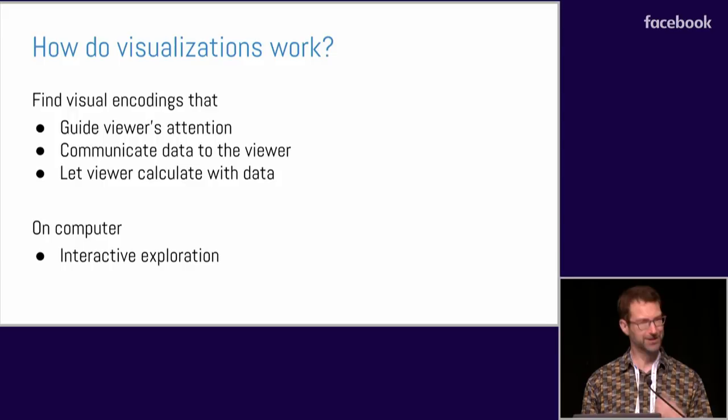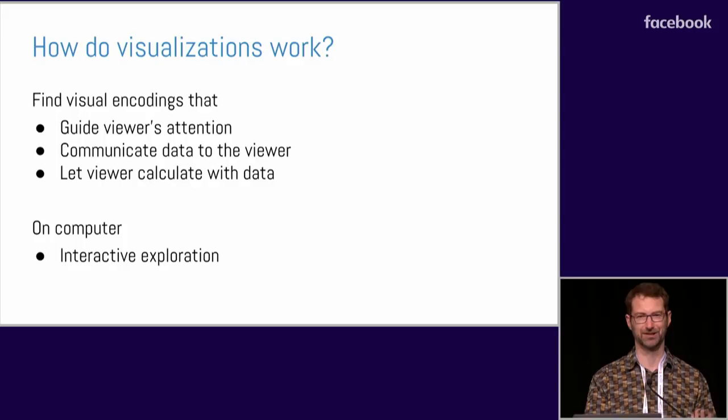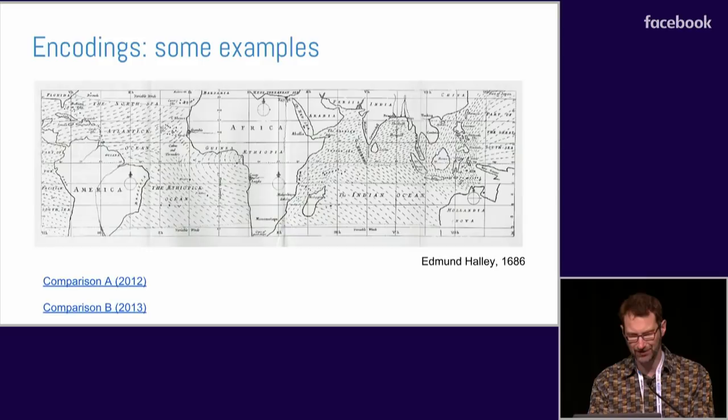The third main thing you can do in a static operation is that you can let the viewer calculate with data. I'll show some examples of that. It turns out your brain can do some amazing calculations very quickly. And then once you're on a computer, you can interactively explore data, and there's a whole set of frontiers beyond paper. Okay, so let's take a look at some examples.